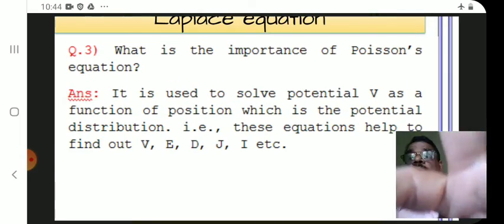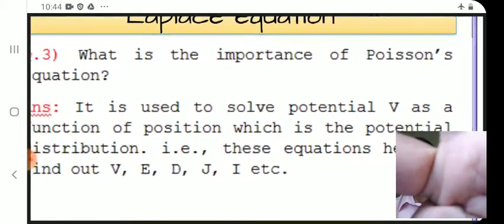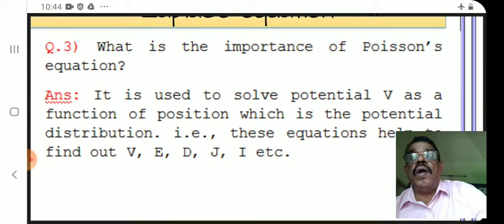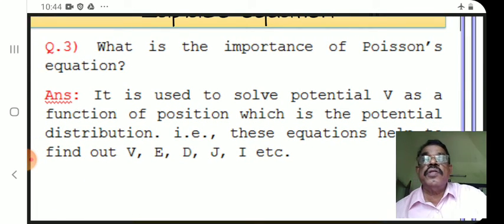And this is a short answer question, a university examination question. What is the importance of Poisson's equation?